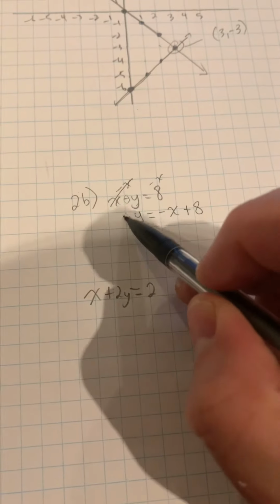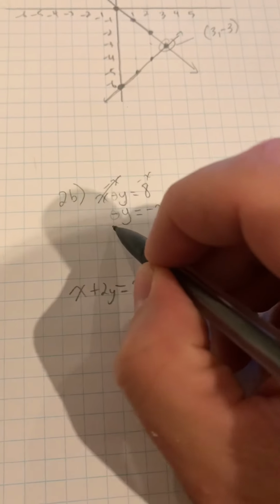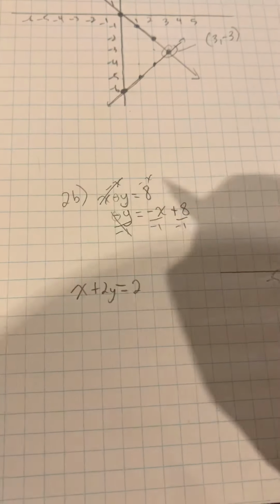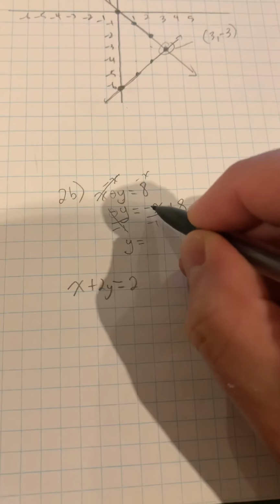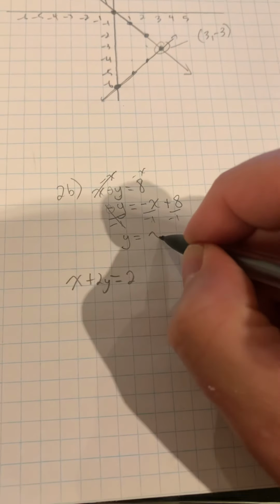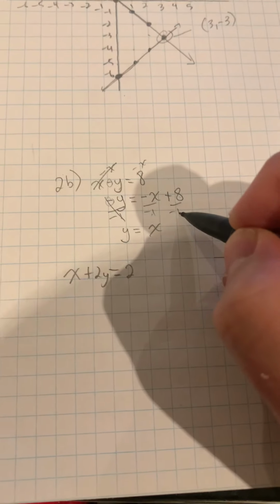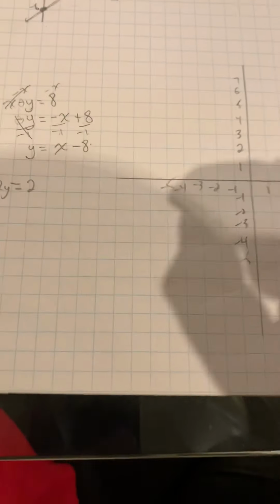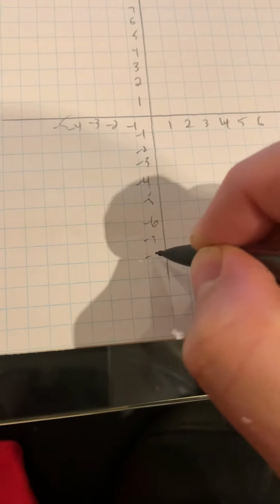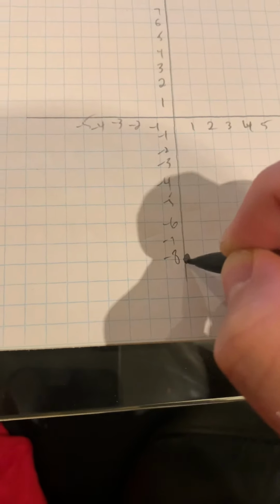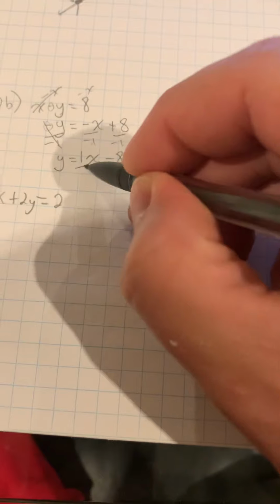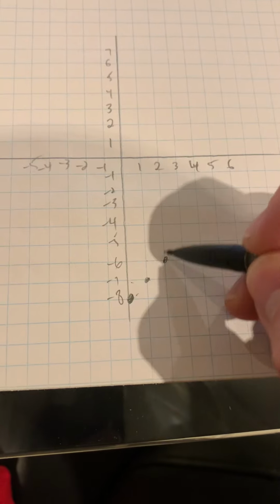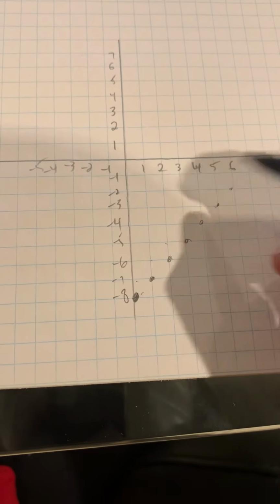But we still have the negative in front of the y, so we need to remove or cancel it out. So we're going to divide everything by negative 1. So we have y equals negative x divided by negative 1, which is positive x, and positive 8 divided by negative 1 is negative 8. Okay, so we're going to start at negative 8 over here, and then we're going to go up 1, 1 to the right, up 1, 1 to the right, and we'll continue the pattern this way.